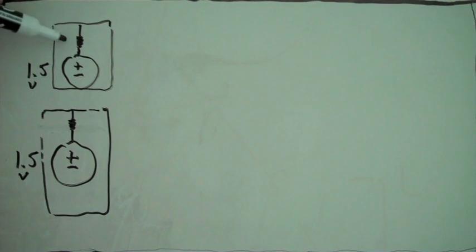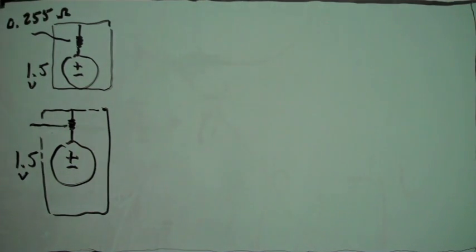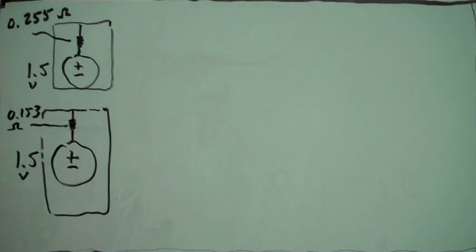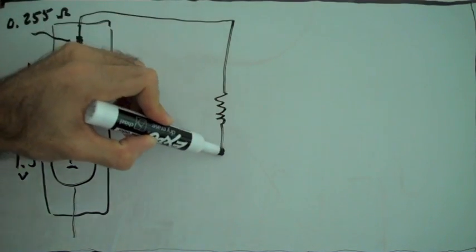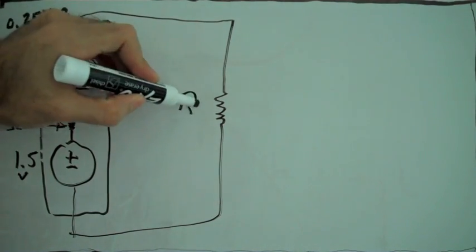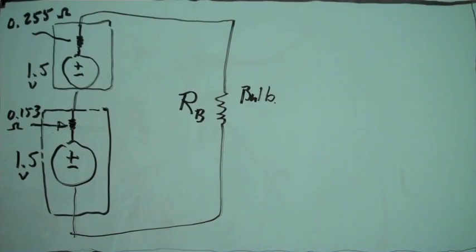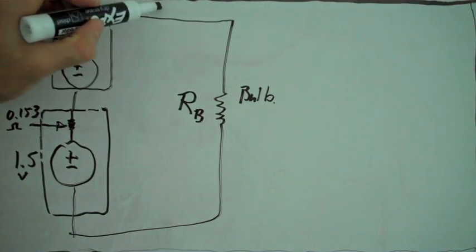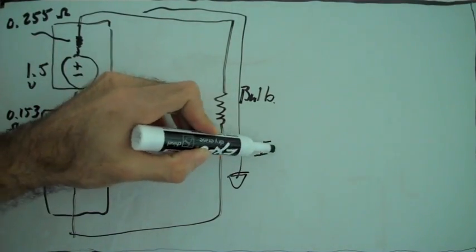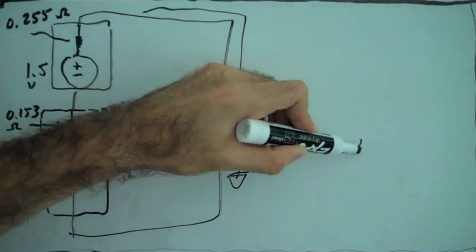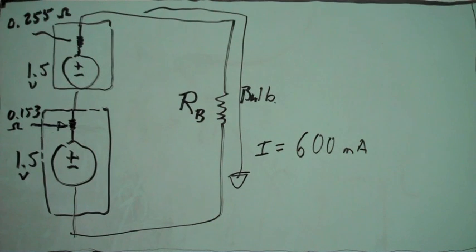So the internal resistance of this top one is 0.255 ohms, and this is the internal resistance of the bottom battery, 0.153 ohms. So if we connect the two batteries in series, like this, then they form a circuit, and there's a light bulb connected to the circuit in series. So this light bulb has a resistance, and then we are told that there's a current flowing through the circuit. That's what lights up the bulb, and the current is 600 milliamps.